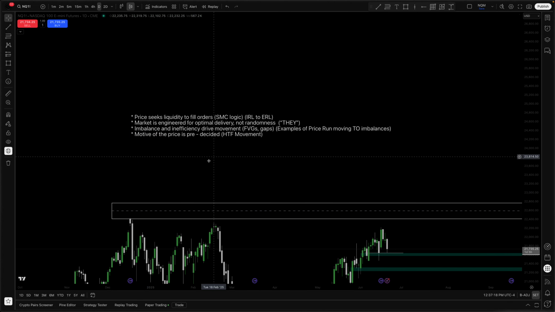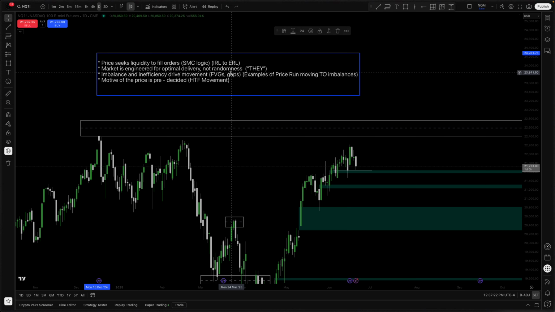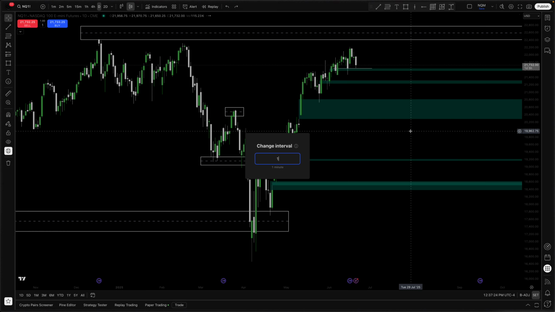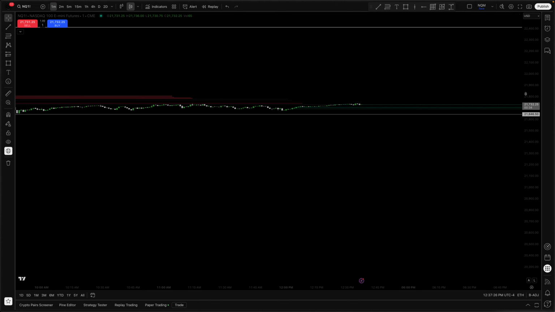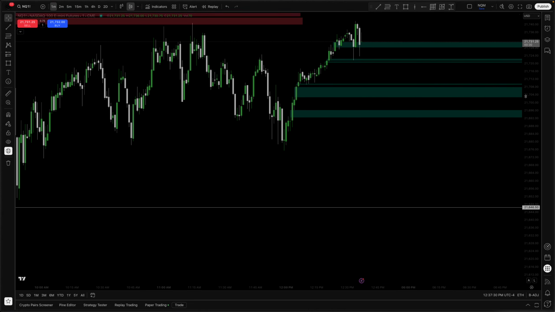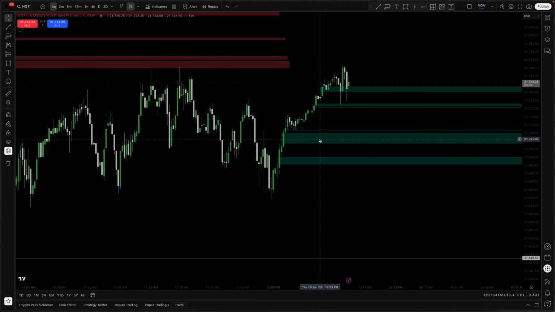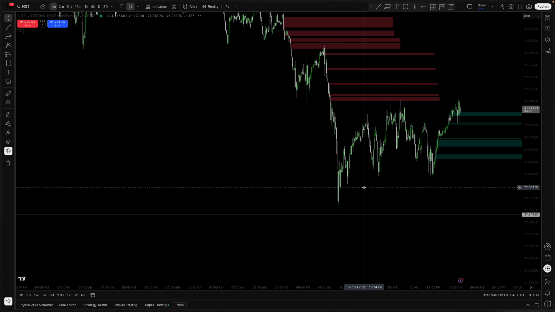So imbalance and inefficiency drive movement. I'm going to talk a little bit more about inefficiency. Actually, let me talk right now. So inefficiency, fair value gaps are also inefficiencies, right? This is the 1-minute chart. This is an inefficiency, this inefficiency, this one, and this one. So that's the exact reason why it wants to tap back, right?